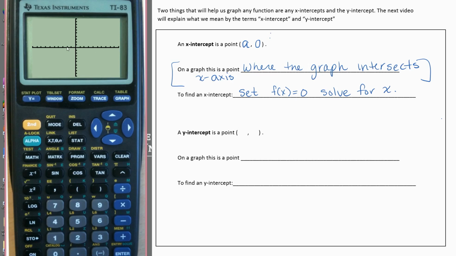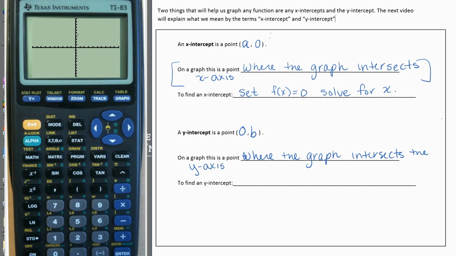Okay, now if we're talking about the y-intercept, a y-intercept is a point where you'd have 0 and then a number, we'll call that b. And for a function, you'll only ever have one y-intercept because otherwise you would be failing the vertical line test. So for a function, you can only have one y-intercept. If it's just a relation or another graph that's not a function, you could have more than one. So on a graph, this is a point where the graph intersects the y-axis.